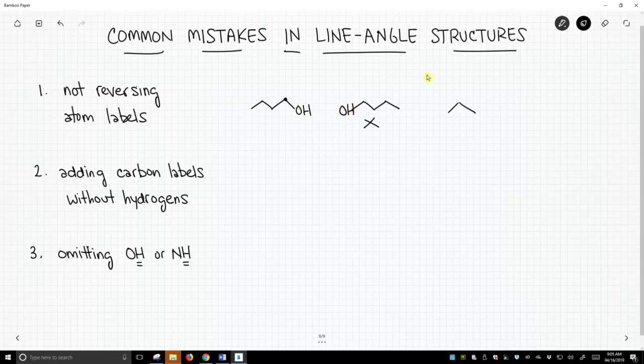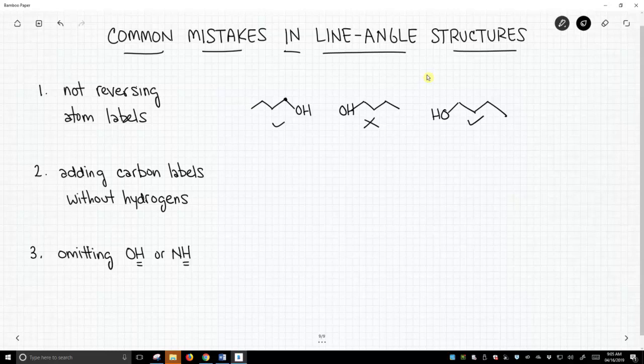Instead, we need to write this as an HO. Now, normally we think of OH, hydroxide, that's an OH, but we need to make the label appropriate to the direction of the structure. So this would be correct based on this correct starting structure.